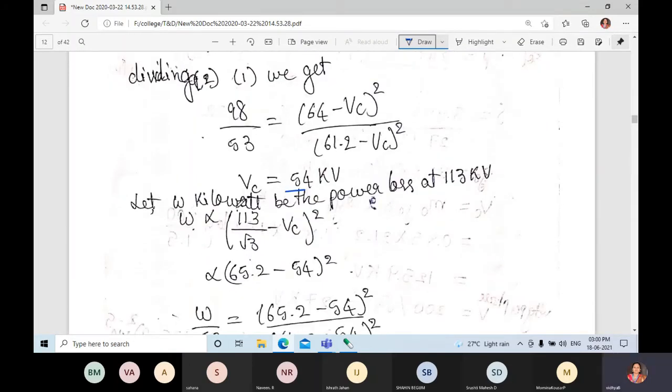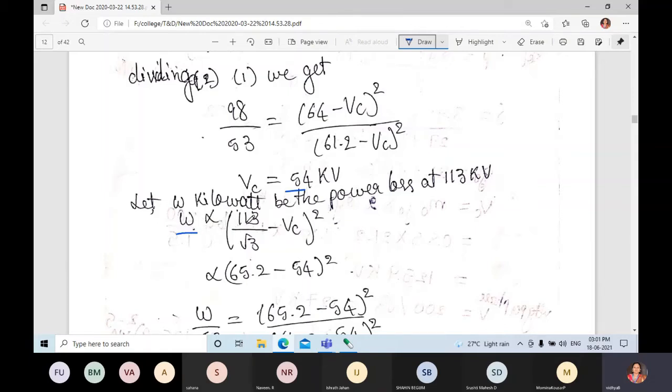So let W kilowatt be the power loss at 113 kV. We don't know how much power loss has occurred at 113 kV. They have given values for 110 and another value, but not this one. We need to find out the power loss at 113 kV, so we should consider that as W.